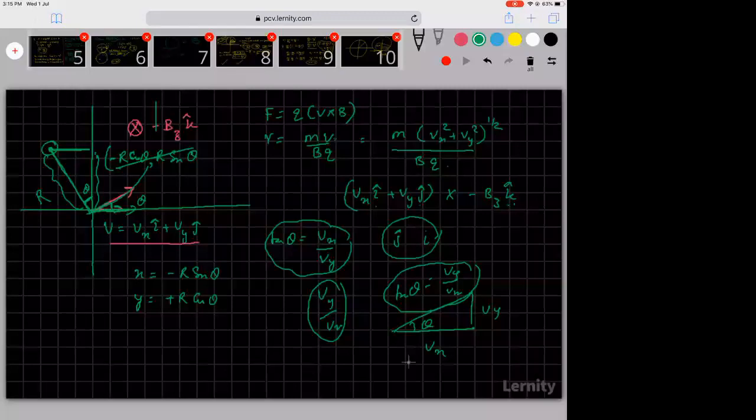Tan theta, a rectification: tan theta is equal to Vy by Vx. So now I know where the center is. Once I know where the center is, everything else is the same. Now I can work out whatever else is being asked, and I can answer.